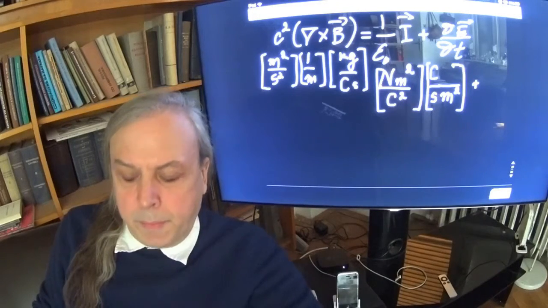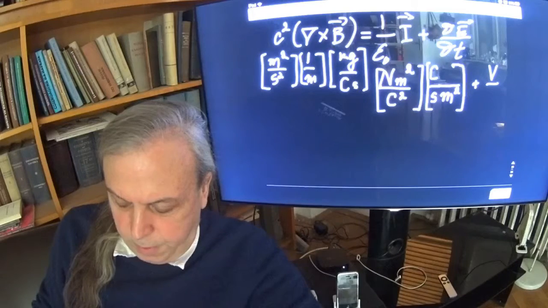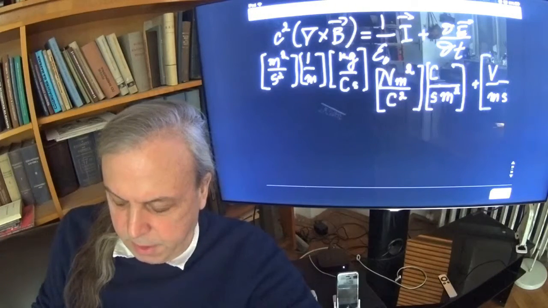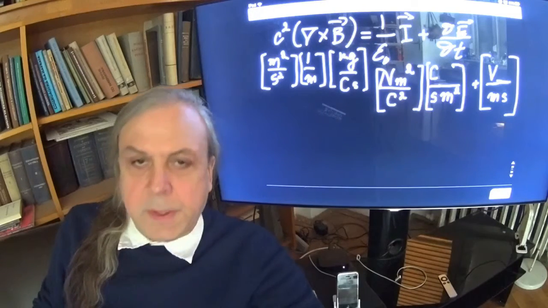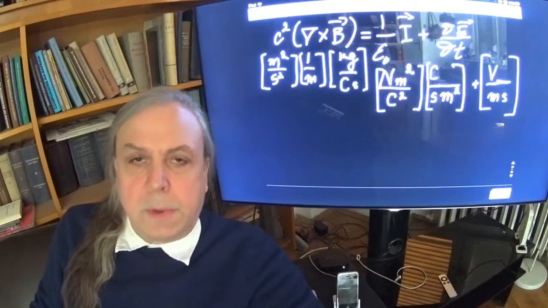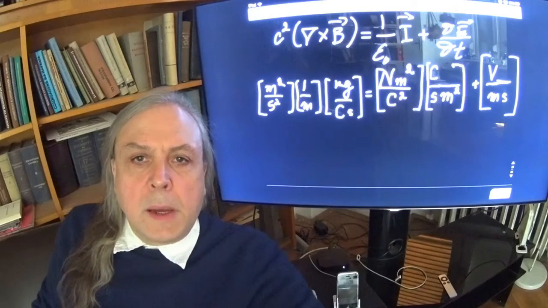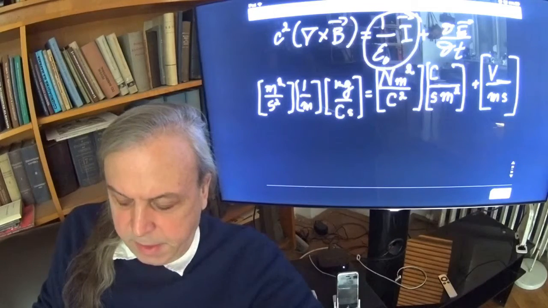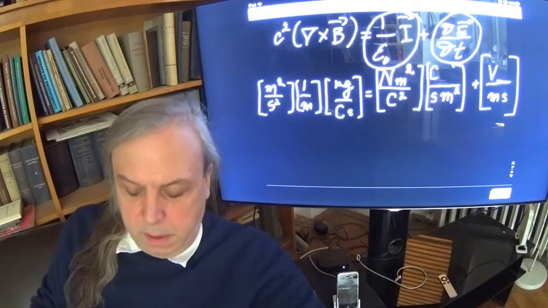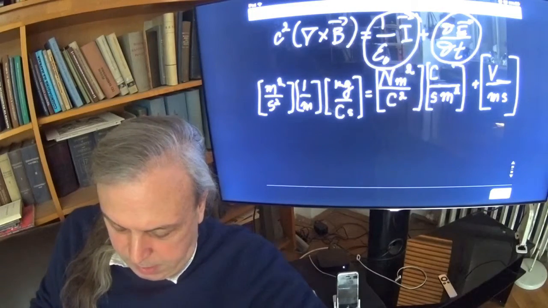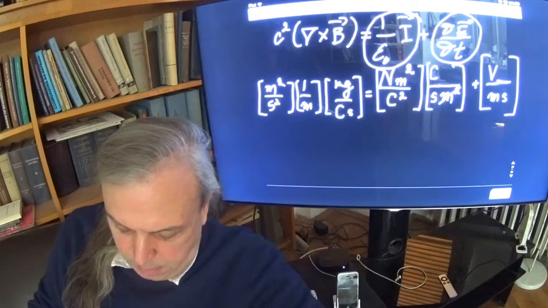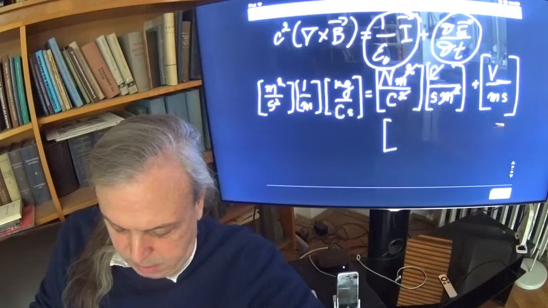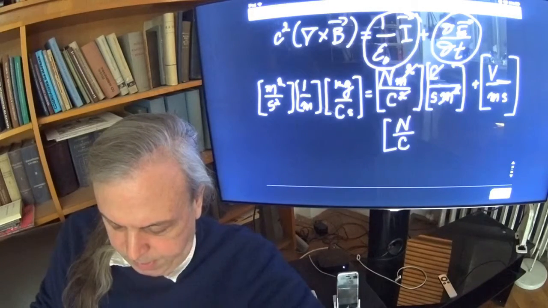plus volt over meter second. These are the dimensions of partial dE dt. Now, as an exercise, we can verify that the dimensions of the first and the second term after the equality are the same. Indeed, for the first term after the equality, we have some obvious cancellations here. So we get Newton over Coulomb second.